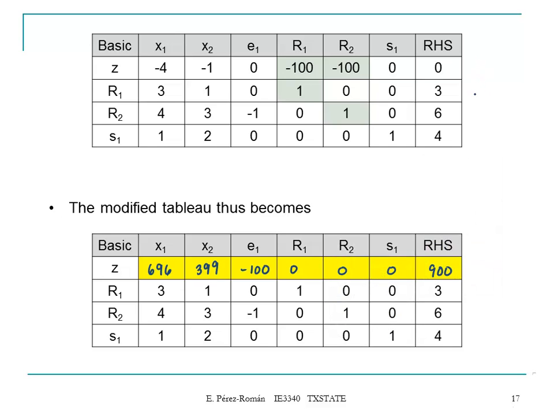Okay, so first 100 times row 2 plus row 0, and then 100 times row 1 plus row 0. That will give you this 0 row.